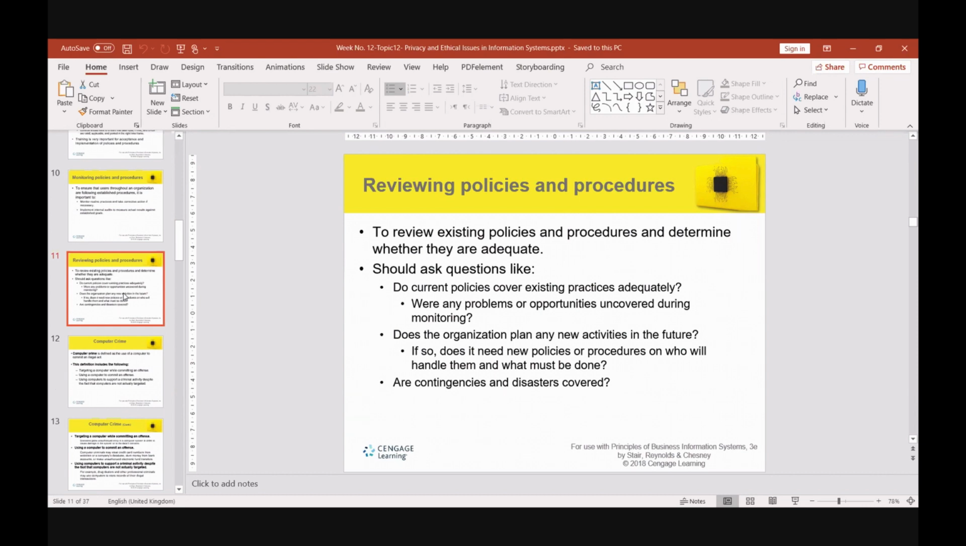So the next step is reviewing the policies. In the end, was it beneficial or not? Do we need to continue with this or not? Do we need to change it or not? To review existing policies and procedures and determine whether they are adequate, we should ask questions like: do current policies cover existing practices adequately? Were any problems or opportunities uncovered during the monitoring? So is there any problem or opportunity with the policies that we made, like descriptive questions?